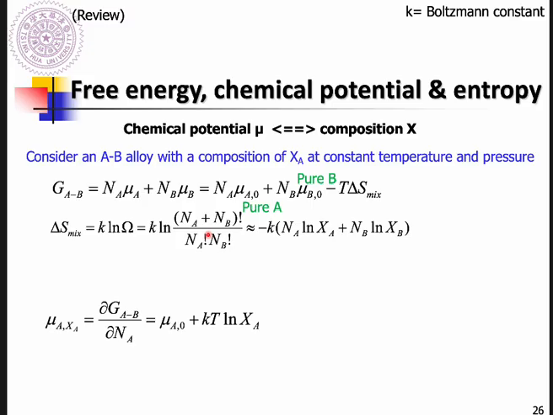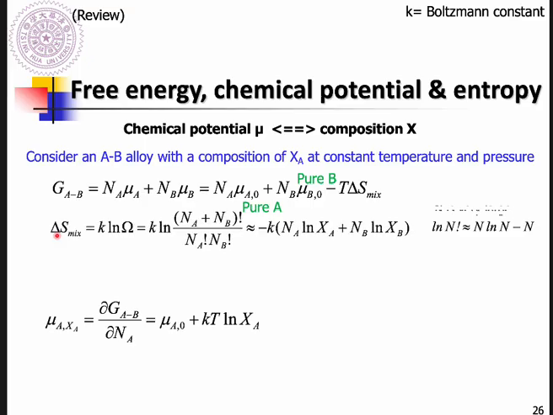Based on this, we also know log n factorial, as long as n is very large, can be rewritten this way. So based on this idea, this result can be rewritten as this. This one is quite familiar to you, right? It's negative k times Na log xa plus Nb log xb. So this is the entropy change during the mixing process.